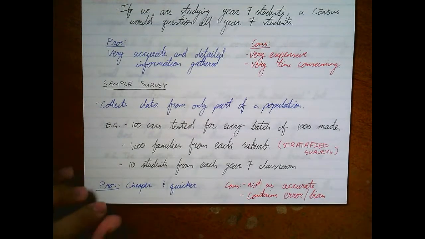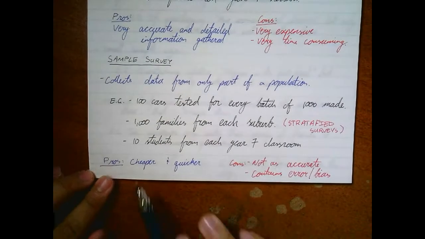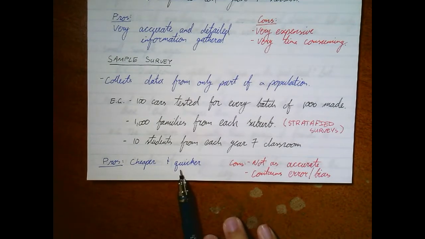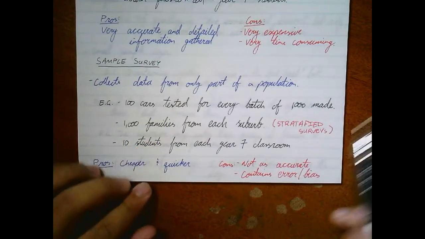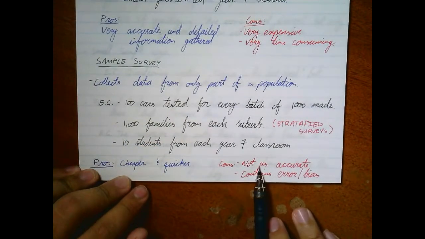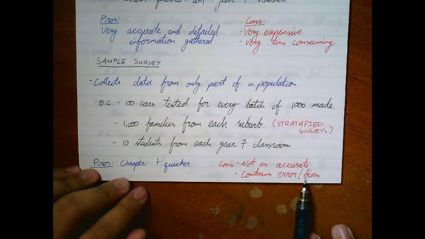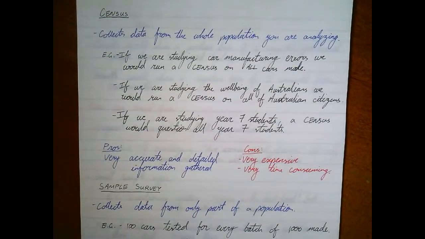Okay, so obviously the good things about this, it's much cheaper, okay, and it's much quicker. Rather than ask everyone, just ask a few people. But the bad thing about it is that it's not as accurate, and it may contain error and bias. And we're going to look further into what this is here. So in summary, we have a census and a sample survey.